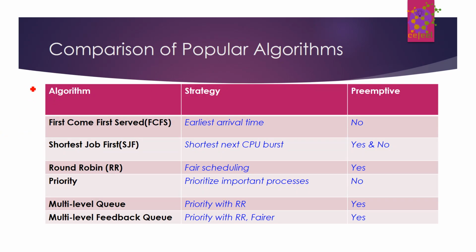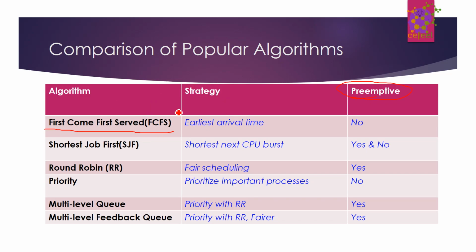The first one is first come first serve. It's the simplest algorithm, which just assigns the CPU to whichever process came early in the queue first. So there is no complicated logic in it. And this is not preemptive, which means once the CPU has been assigned to the process, it can only be voluntarily released by the process. There is no way that the CPU can be taken away from the process.